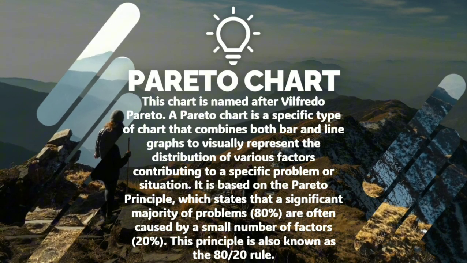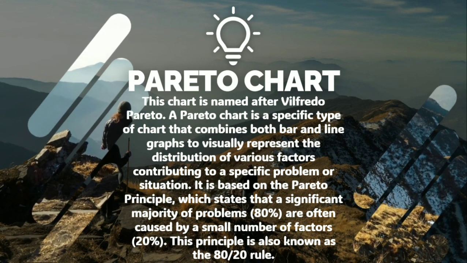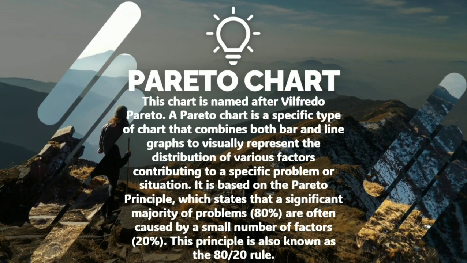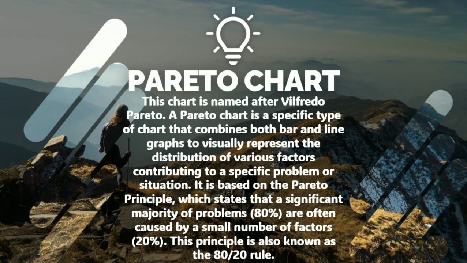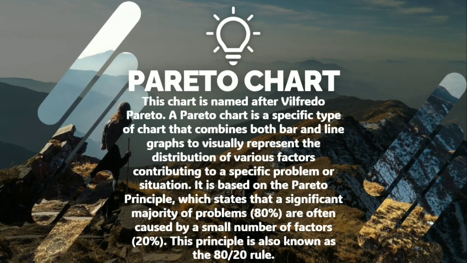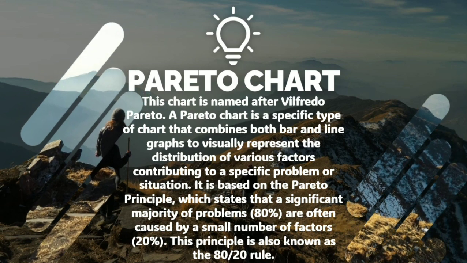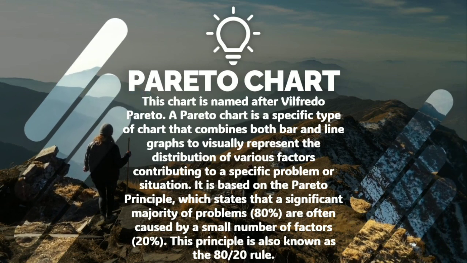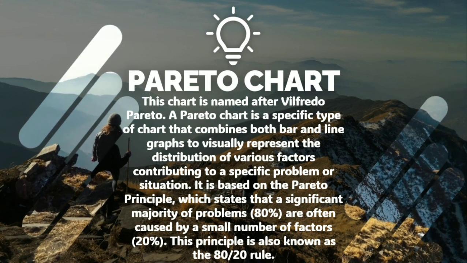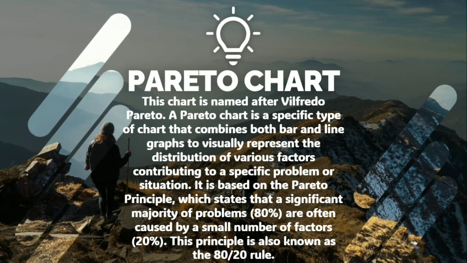This chart is named after Vilfredo Pareto. He was an Italian economist who observed that 80% of the land was owned by 20% of the people in the 1800s. This observation inspired the Pareto principle, which states that a significant majority of problems, 80%, are often caused by a small number of factors, 20%. This principle is also known as the 80-20 rule.